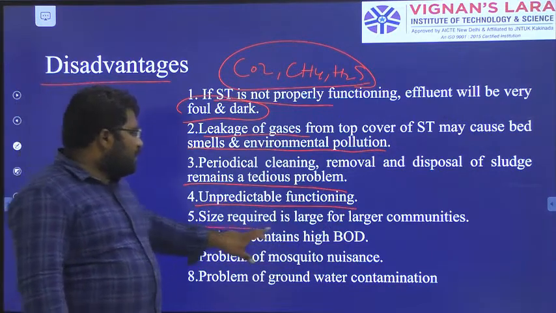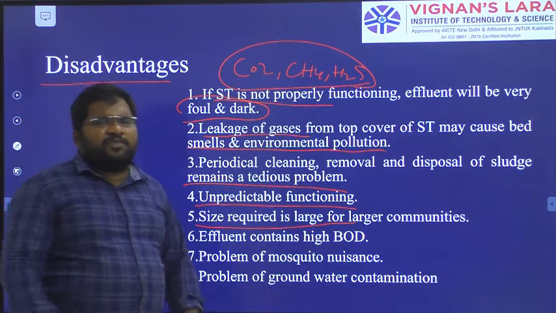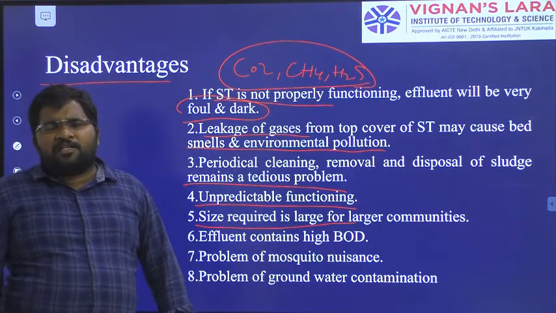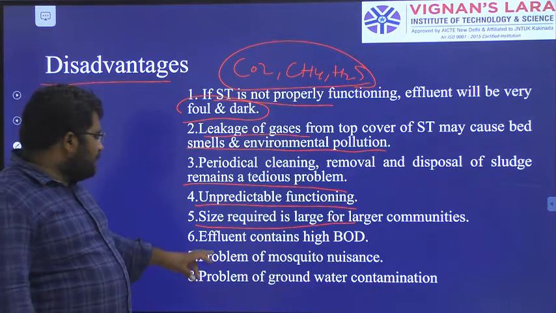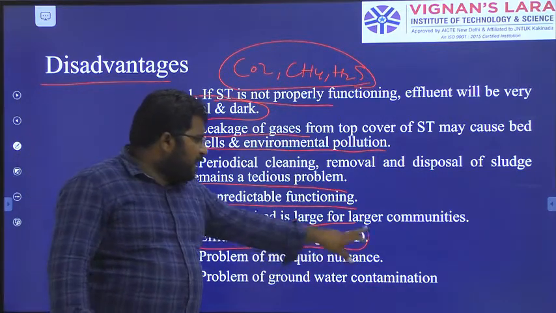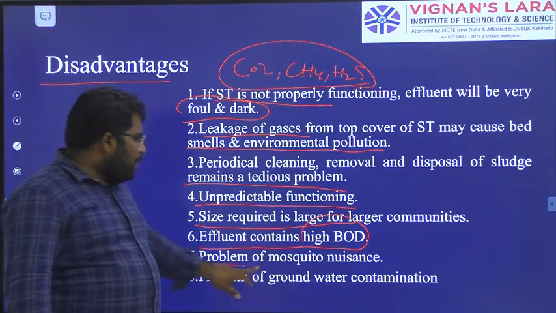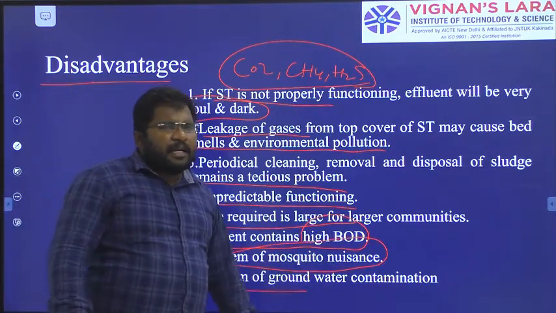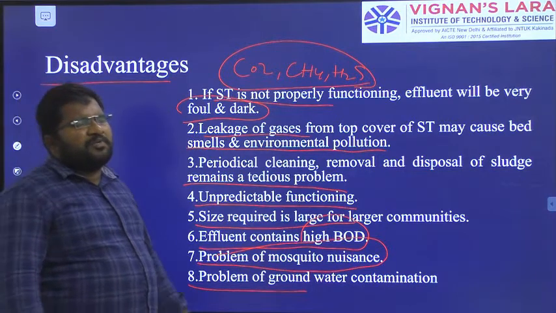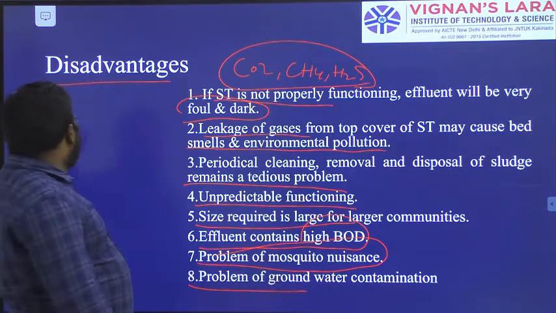Next, the size required is large for large communities. If you want to provide it for large communities, you have to go for a very large septic tank. The effluent contains high BOD. Next, the problem of mosquito nuisance will be there. Next, the problem of groundwater contamination. Groundwater is going to be polluted by this septic tank water if you release it out.